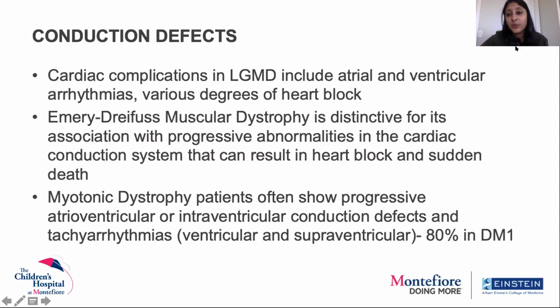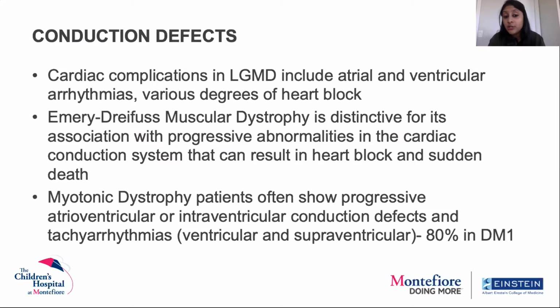So sometimes in patients with complications, we see cardiac complications in this conduction system, the wiring of the heart. We see that in patients with limb-girdle muscular dystrophy, you can have atrial, which is the upper chambers of the heart, or ventricular, which is the lower chambers of the heart, involvement. You can have something called heart block, where the upper chambers and the lower chambers of the heart don't really talk to each other anymore. You have patients with Emery-Dreifuss muscular dystrophy. Sometimes you can have progressive abnormalities throughout the course of the lifetime that result in heart block or sudden death.